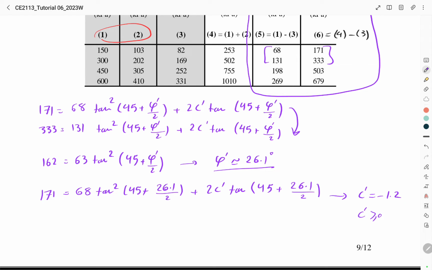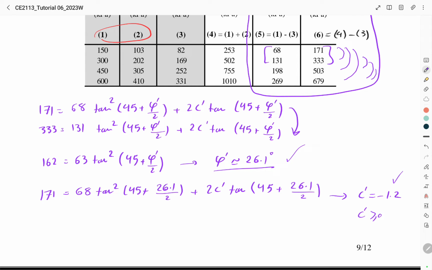If we repeat this procedure between each two tests, since we have 4 tests, we can do it between these two tests, these two, these two, or these two, or these two, or these two. That is 1, 2, 3, 4, 5, 6. We can repeat this procedure 6 times, get 6 different values for phi prime and 6 different values for c prime, and take an average. That's one way to do it.